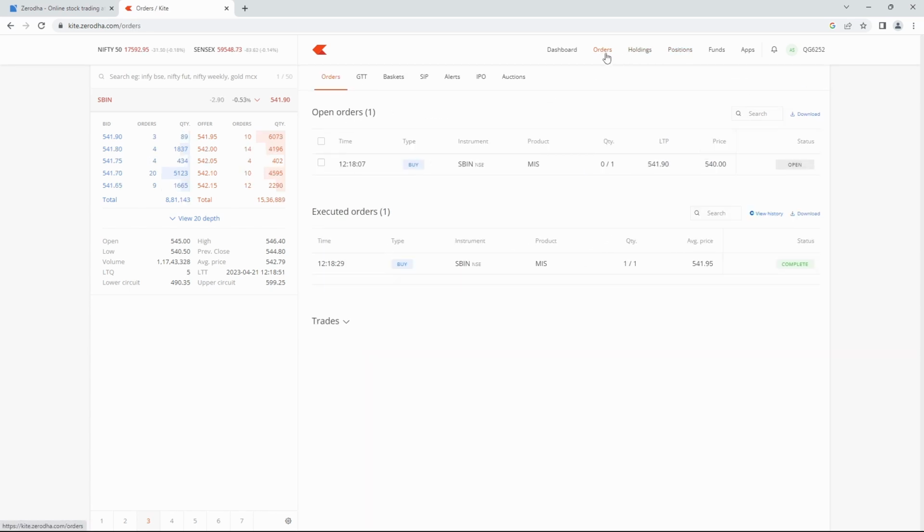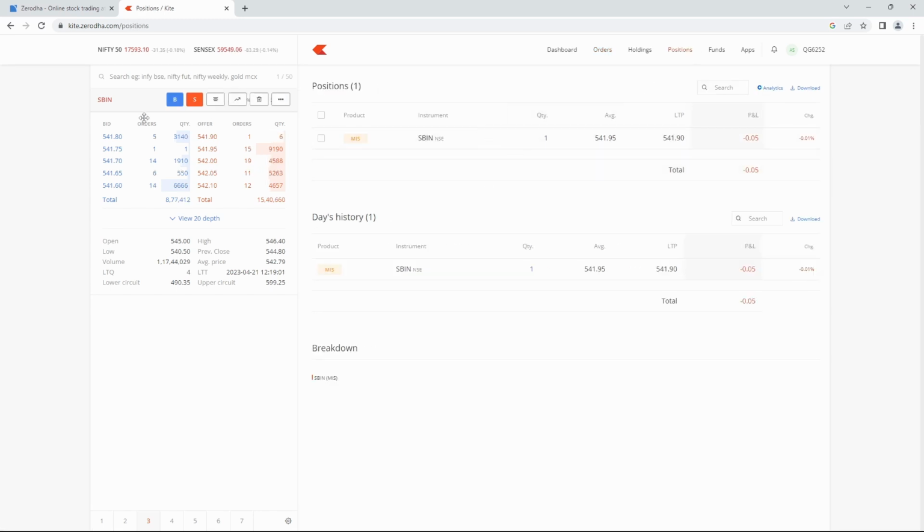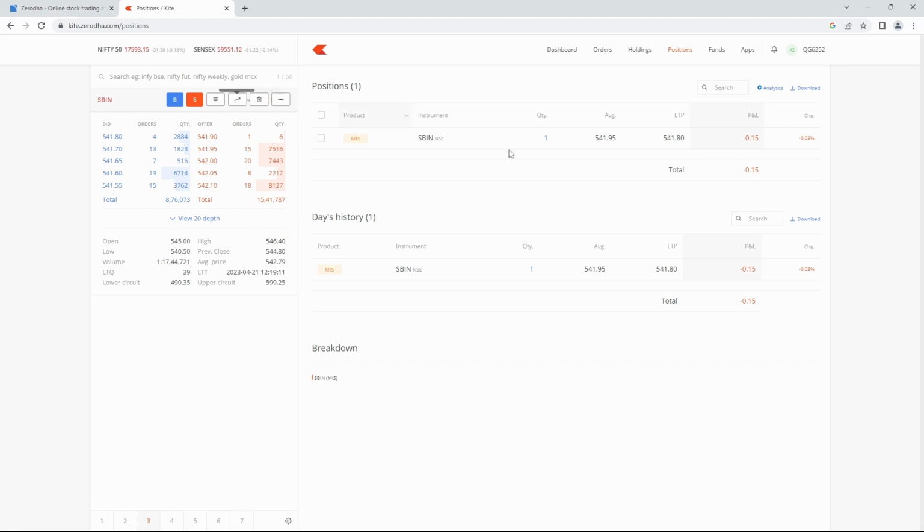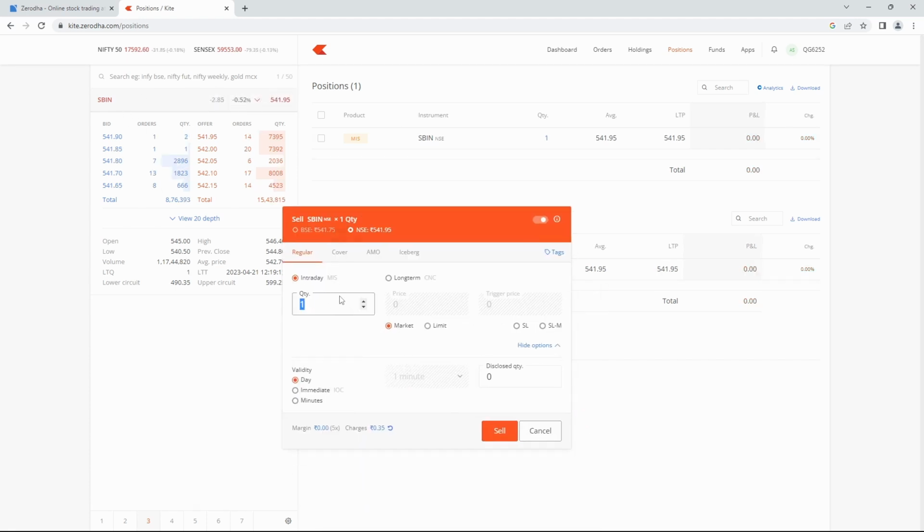So in the limit order, I have set a limit of 540 price, where I want to execute this particular stock only when it touches the price of 540 rupees. But in the market order, I have executed this order with one quantity at the market price, where I have got this entry at the current running price of the instrument. Similarly, you can put short selling orders as well.